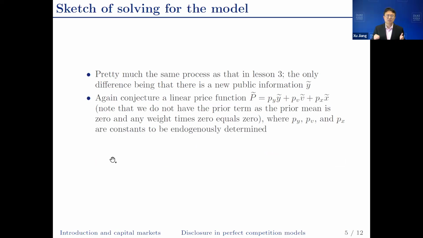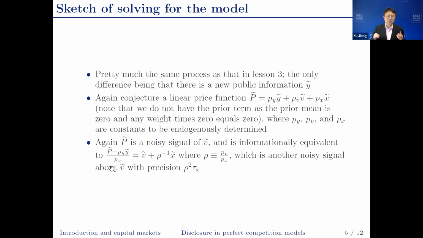Still, we conjecture a linear price function. Price is a linear function of public disclosure Y. It's a linear function of the average of private signals V and a linear function of supply X. In Grossman-Stiglitz, they have a term on prior mean. In this case, we don't because the prior mean is 0, so any number times 0 is 0. The coefficients Py, Pv, and Px are going to be determined endogenously.